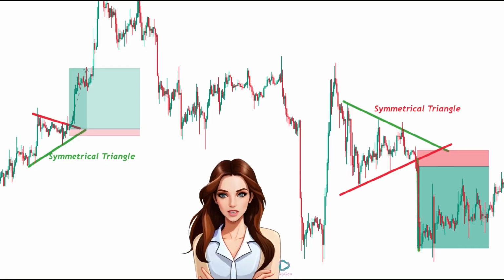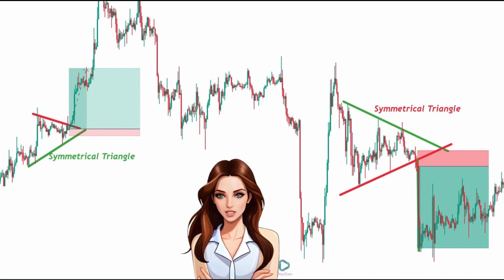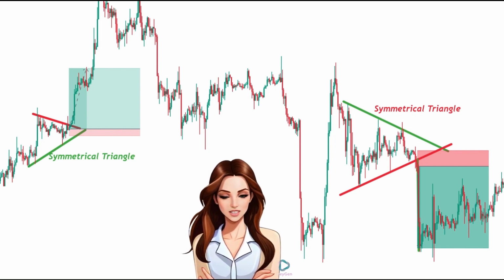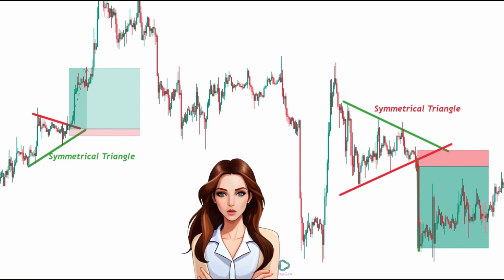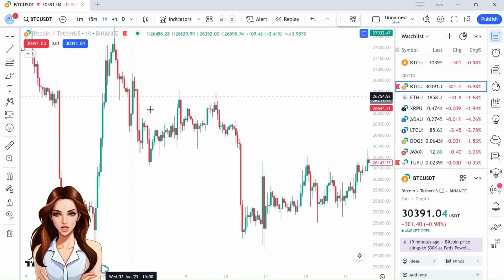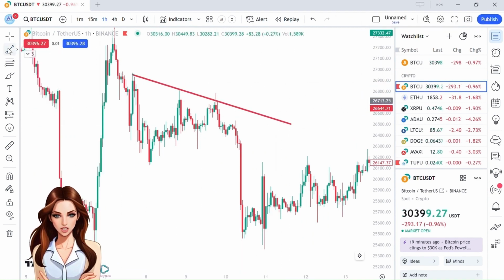And last, let's talk about symmetrical triangle. A symmetrical triangle is a chart pattern drawn by two trend lines connecting a series of sequential peaks and troughs. These trend lines should be converging at a roughly equal slope. In symmetrical triangle, the price is forced to break out or break down. A breakdown from the lower trendline marks the start of a new bearish trend.